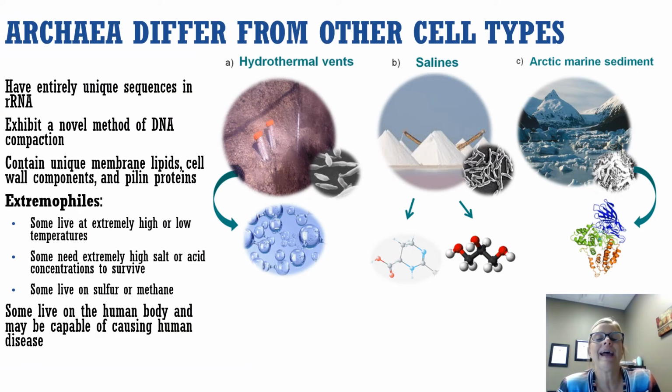So how are archaea different from other cells? They're different because they do have the unique RNA sequences. Their DNA compacts differently than other mechanisms of making the DNA smaller, and they have unique membrane lipids. They have some really interesting critters here, though, okay? They have what we call extremophiles. Phile means loving, okay? So they love extreme conditions.